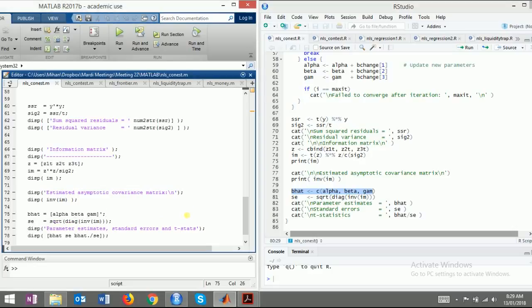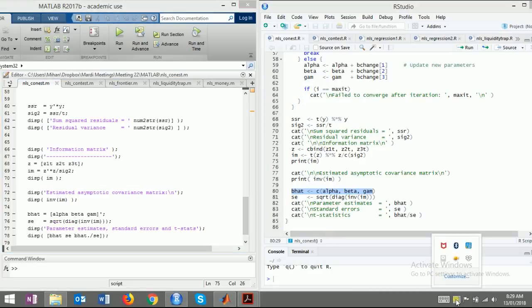Very simple. So next we move on to discuss the same problem, but we are going to estimate the LM, LR and Wald test for this problem.